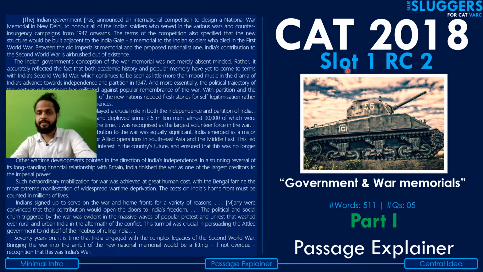In this session, we'll be taking up an RC that was asked in your CAT exam in the year 2018. I've titled the RC as Government and War Memorials, 511 words, 5 questions. Again, quite standard as per CAT. This is the first part of the session where I'll be taking you through the passage. I'll be explaining the passage to you in detail, paragraph by paragraph, with the help of a schematic diagram. In the second part, we'll be discussing the questions.